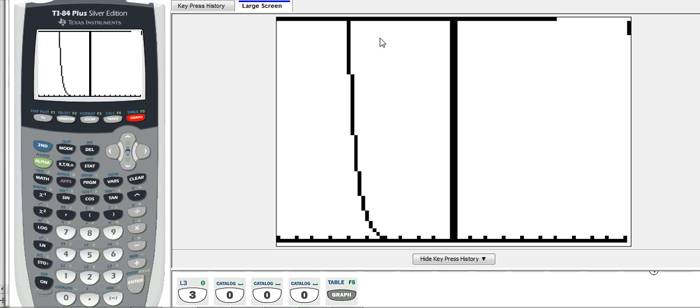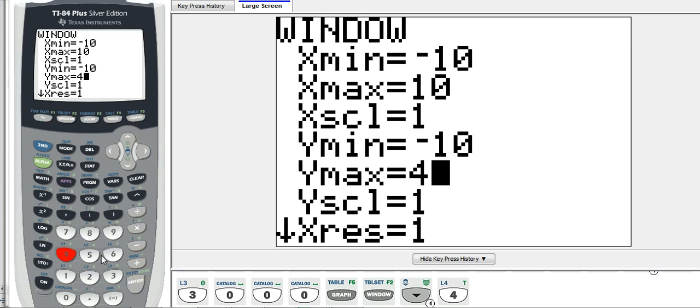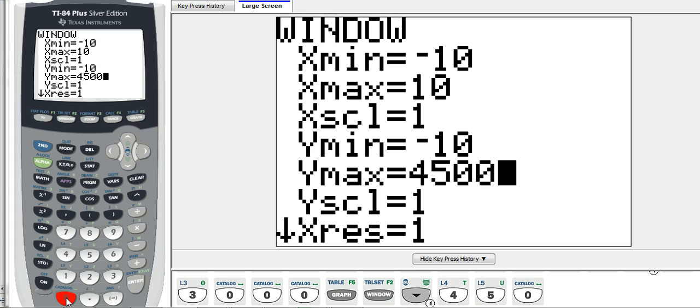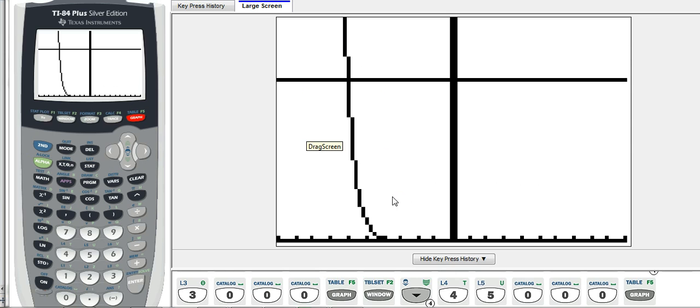Yep, there's our line. Why don't we make it a little taller, actually, say 43,000 or 45,000? 45,000. Now graph. That'll give us a little better view. Yeah, that looks a little nicer. So here's our first curve, our second curve. We're just going to calculate the intersection.